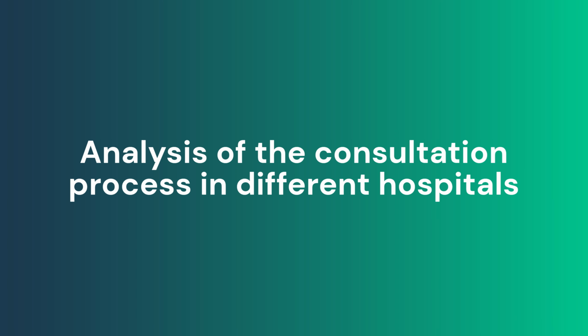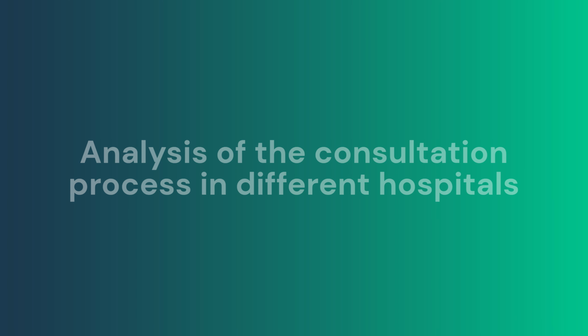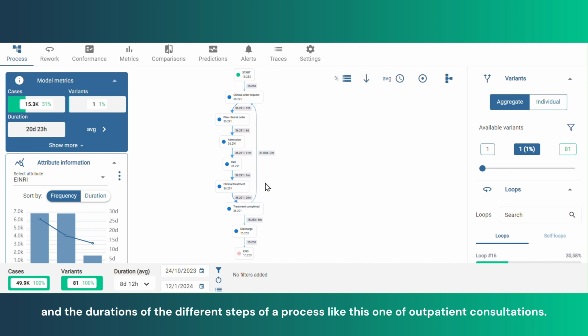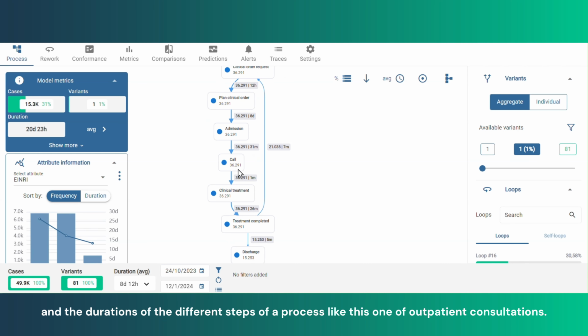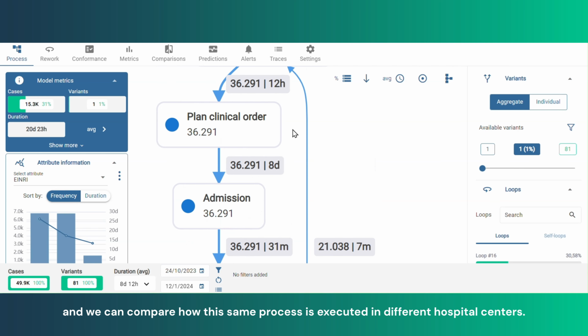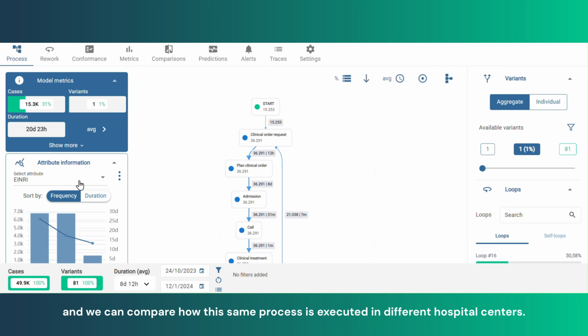Analysis of the consultation process in different hospitals. Inverbis analyzes the sequence of actions and the durations of the different steps of a process like this one of outpatient consultations. Undesired activity repetitions can be identified, and we can compare how this same process is executed in different hospital centers.